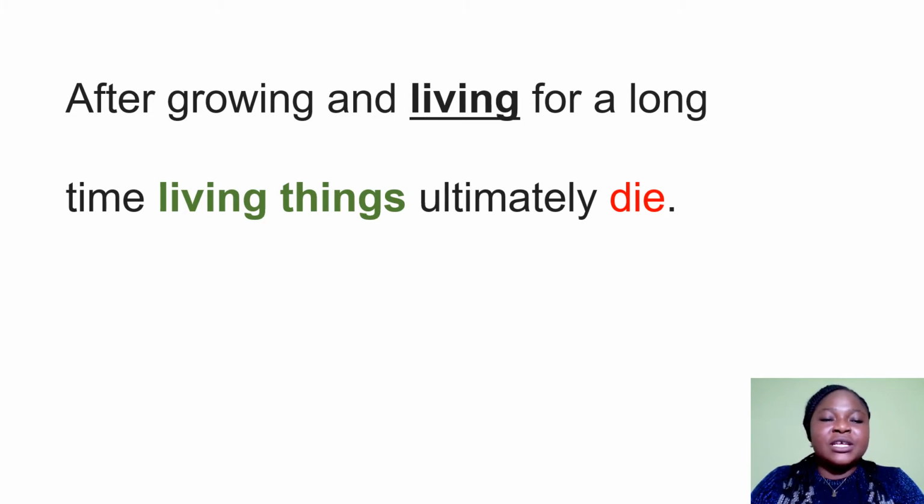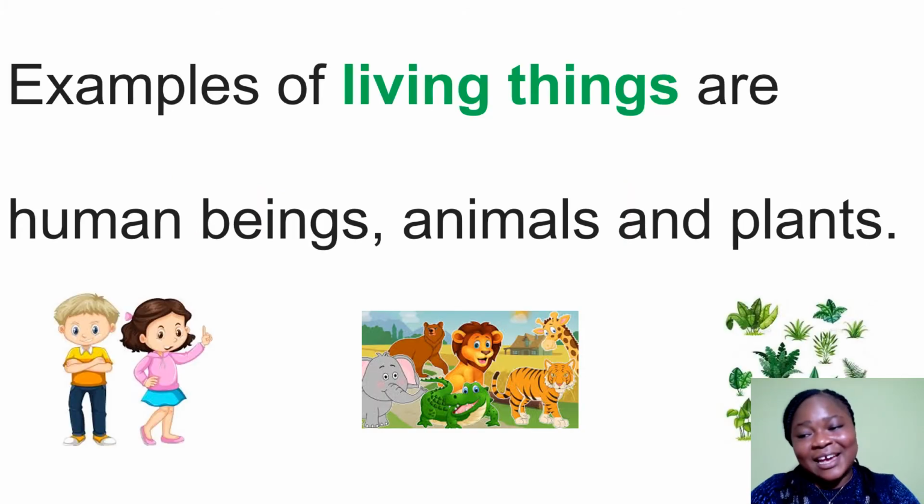Examples like trees. When the season is very dry, like it's not raining, trees do what? When there is no water getting to them, they do what? They die. The leaves dry up, and we will not get fruits to eat again. So therefore we say living things do what? They die.